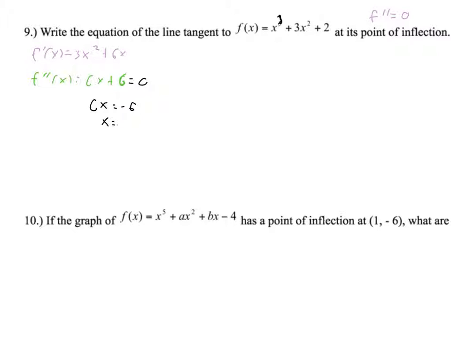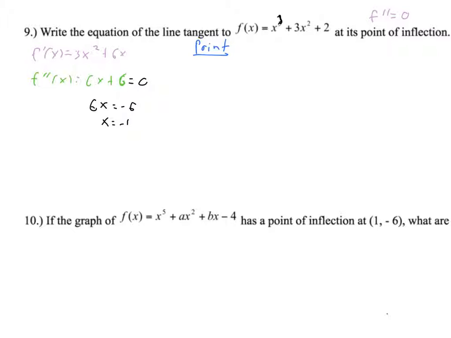When x is equal to negative 1. So our x value is negative 1. The two things that we need to write the equation of a line are a point and a slope. So we know the x value, and we want to find the y value.